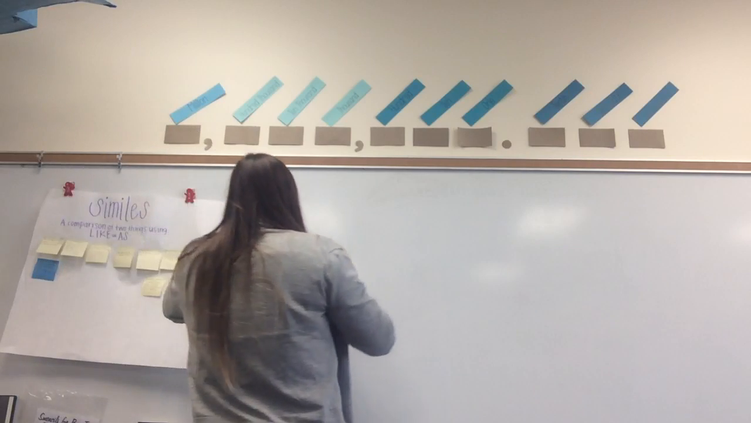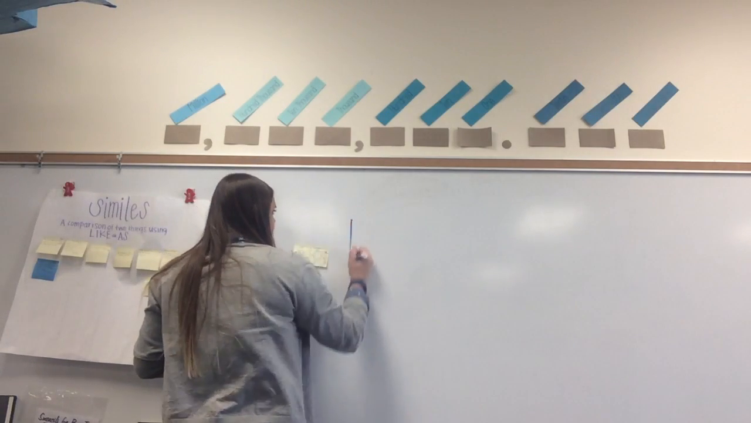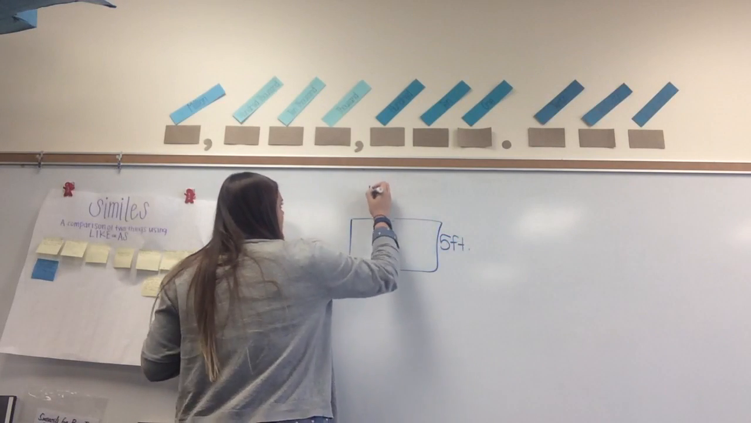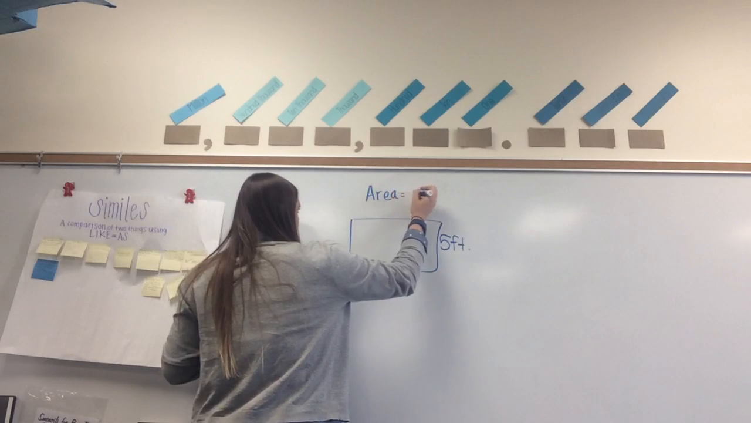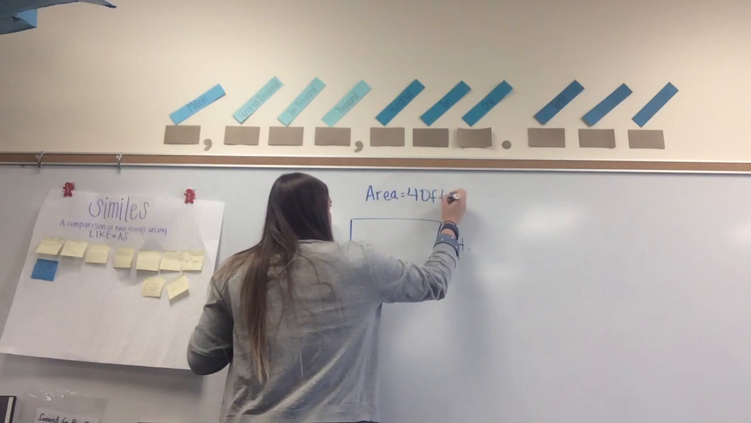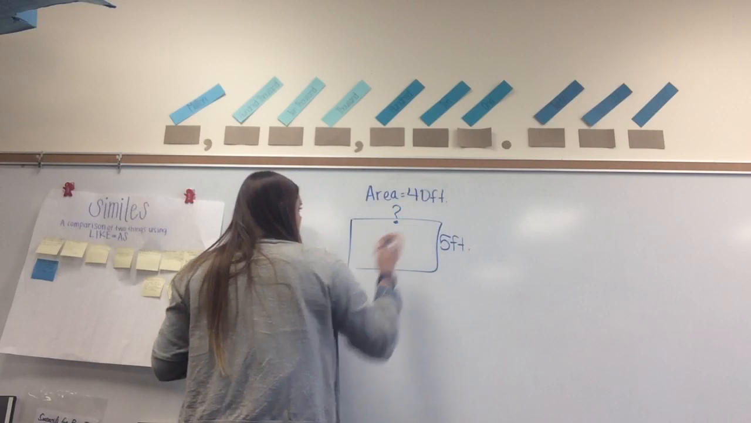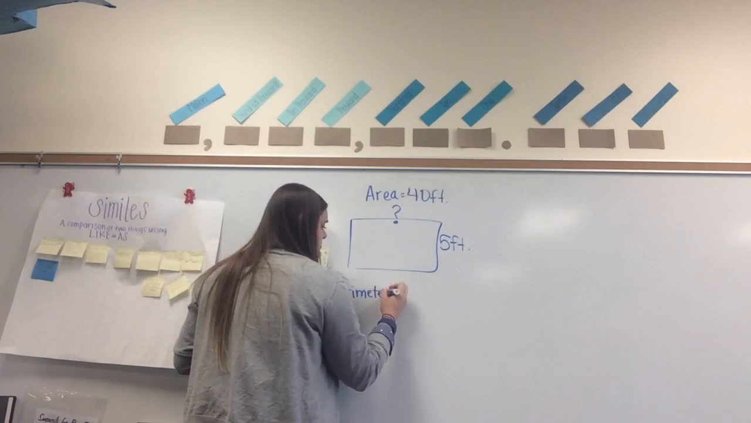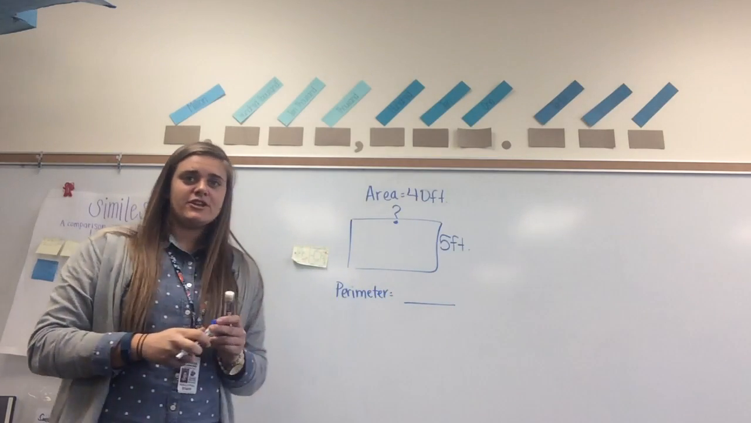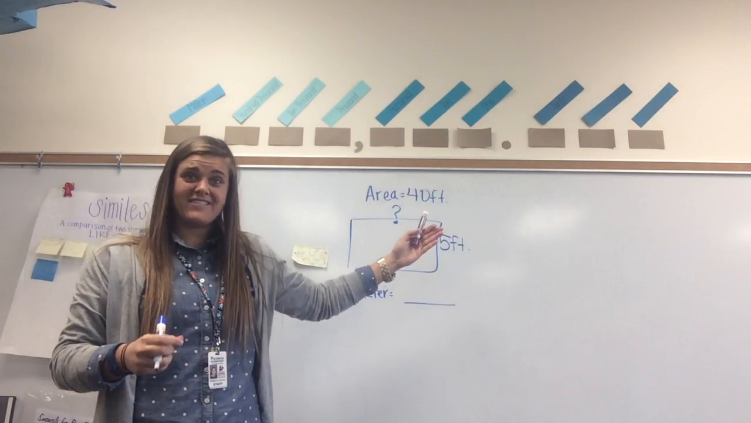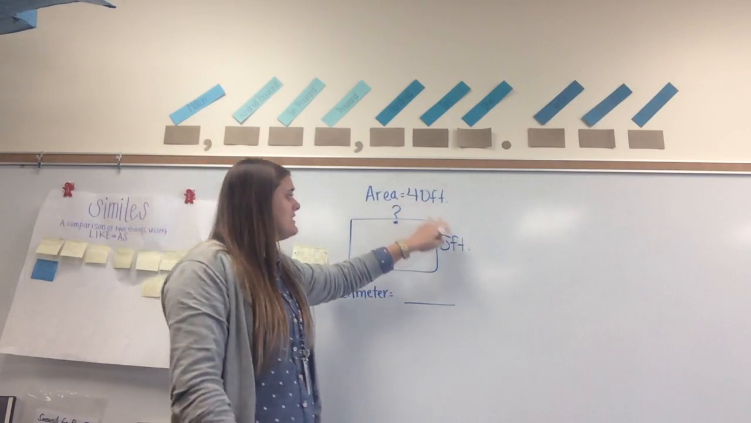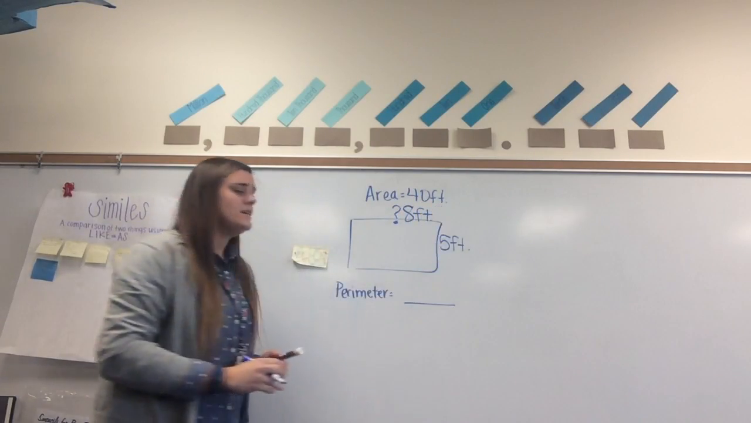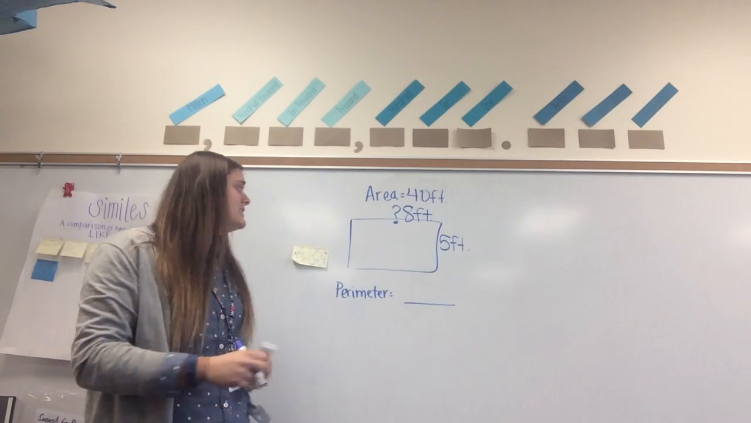So if we are missing the length of a side, and we have a figure, and let's say this side is 5 feet, and our area is 40 feet. We need to know what this side is in order to find the perimeter. Again, you guys did an awesome job of this in class. You knew that you could do 40 divided by 5 to get this side. So 40 divided by 5 is 8. So this side is 8 feet, because again, we took the total and divided it out.